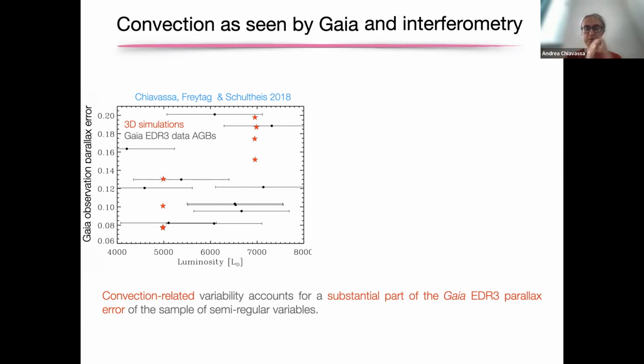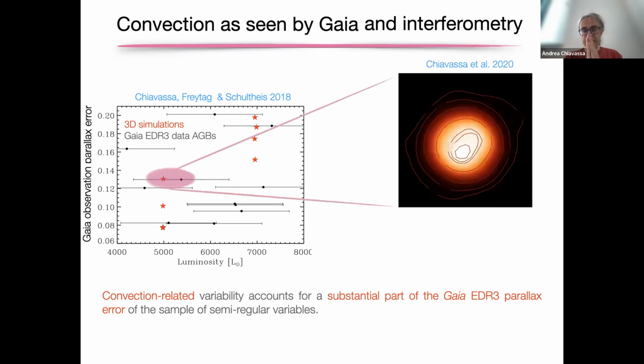So you have a plot here on the left of the luminosity as a function of the error bar on the parallax observed by Gaia in early DR3. And you see that the red stars are actually the photocenters that I just showed from the simulation. And on the right, sorry, the black points with error bars are the observations. And the funny thing is that they actually cover a substantial part of the Gaia early DR3 parallax error. But even more interesting is that when we look at a particular point, for instance, it's actually CL Lac, for which we made observations with MATISSE, for which we determined the presence of convection.